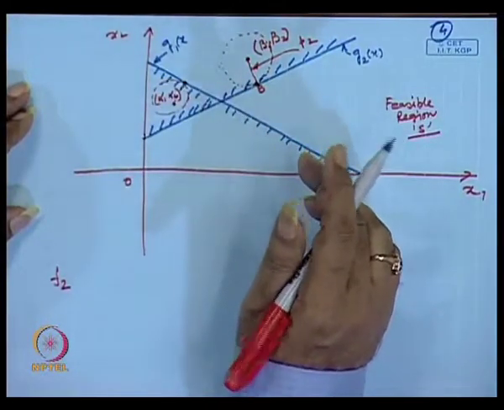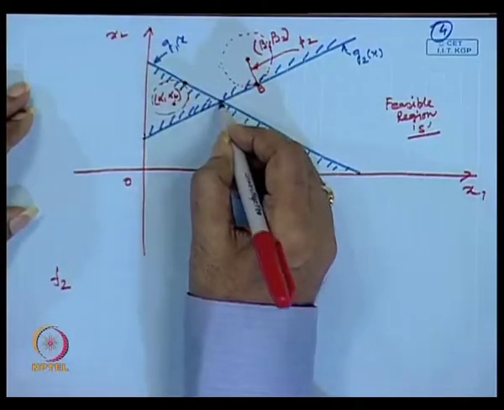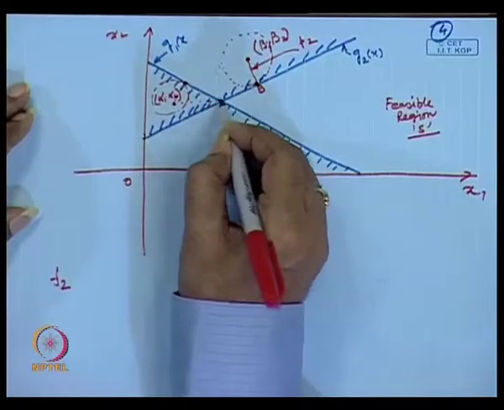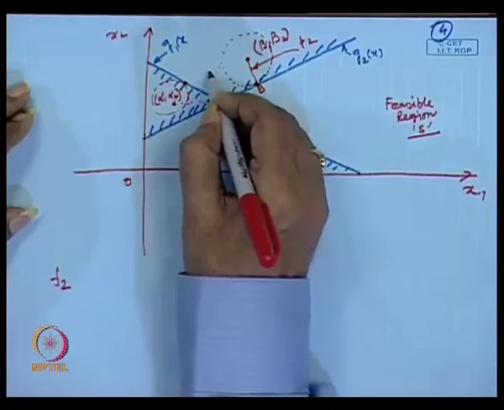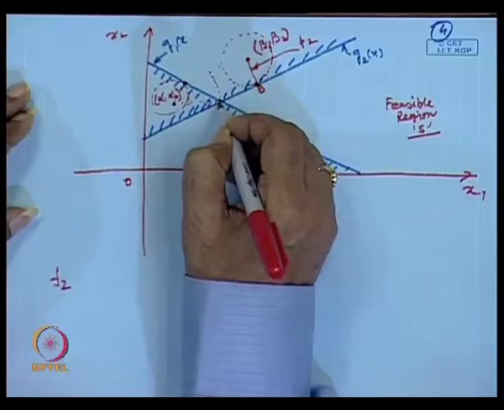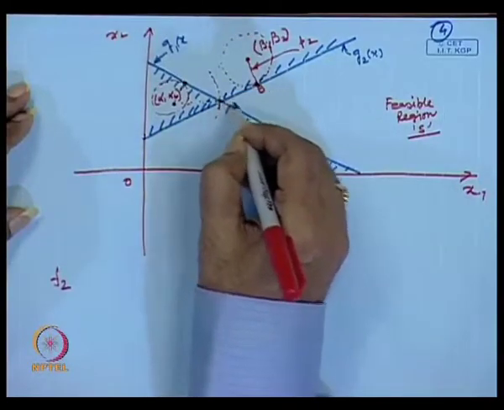So, what we can do here is draw a circle of this radius. If you draw a circle this way with this radius, let us call this point A.